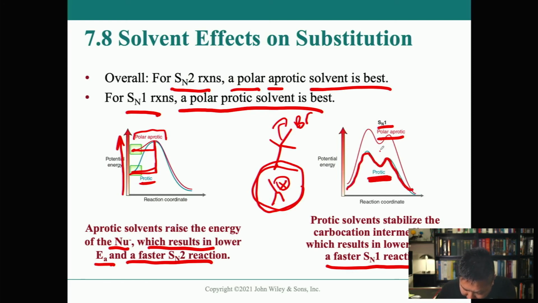And this is where that carbocation intermediate is, right there, much lower. And so the reaction is faster in an SN1 reaction when you have a protic solvent, because it stabilizes the carbocation. Okay?